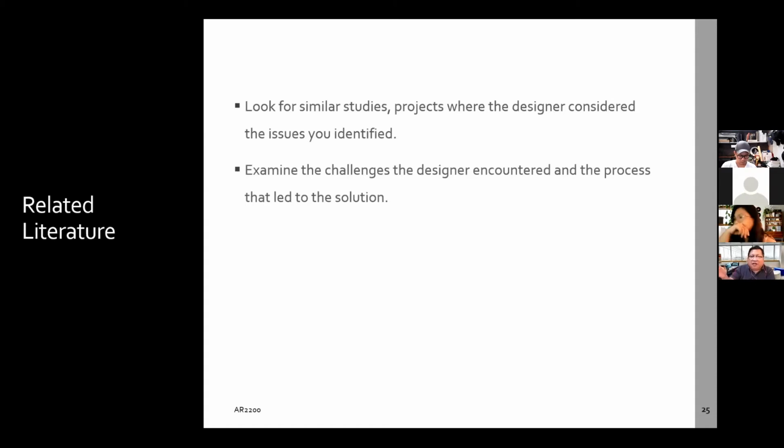No, so that's not how related literature is done. So you have to look for the article where the architect talks about the project, how he made it, what problems he encountered, and how he solved that problem, okay? And then it should be a project where the problem is similar to what you're facing.